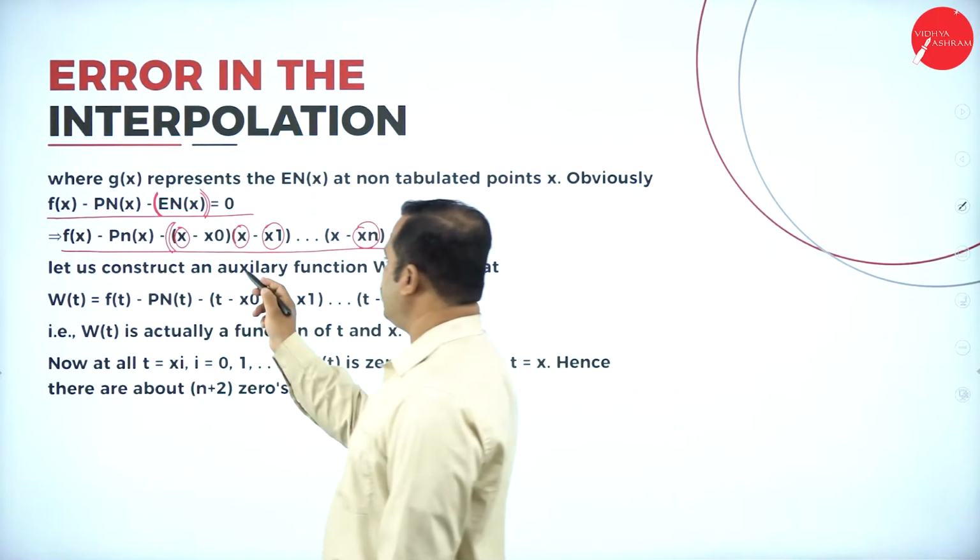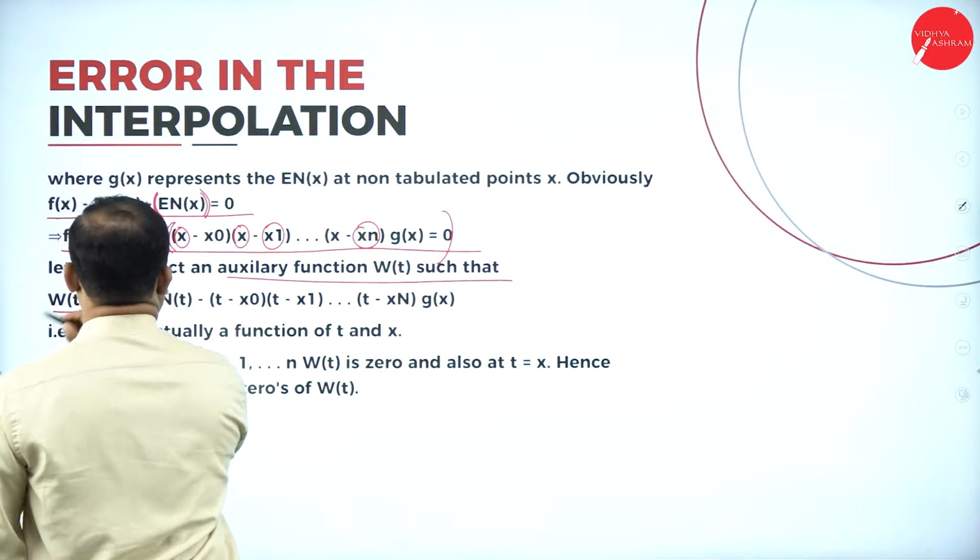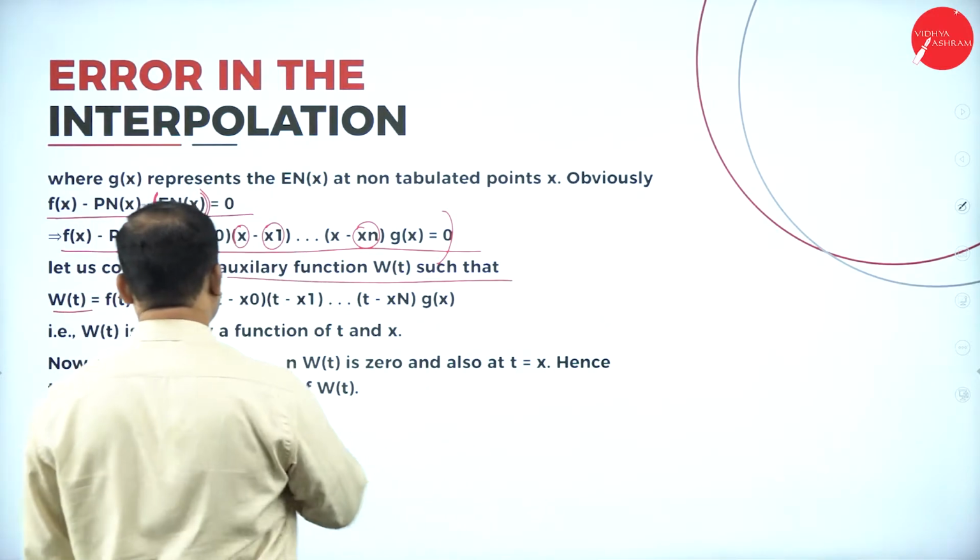Let us construct an auxiliary function w of t such that w of t is equal to f of t minus Pn of t.